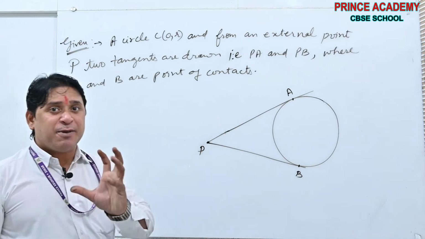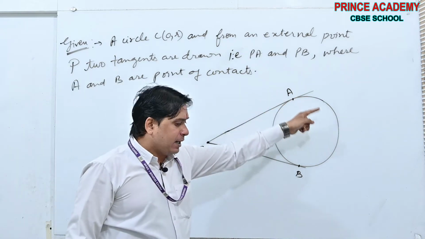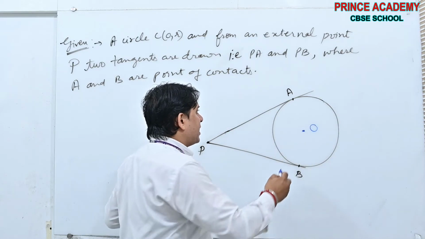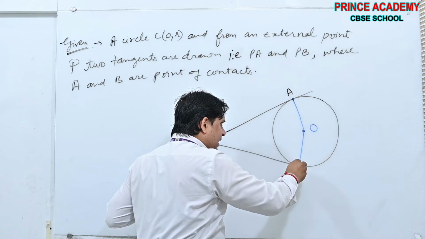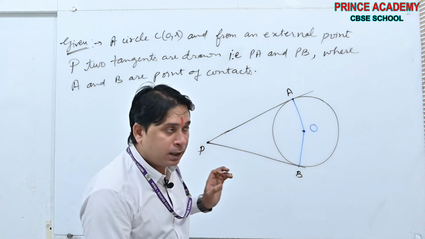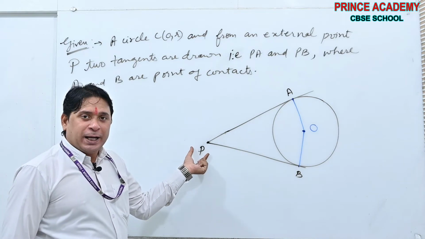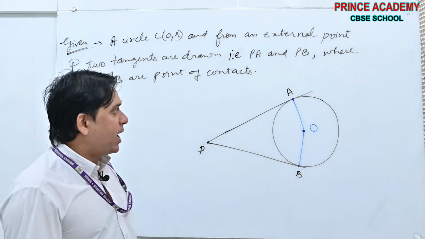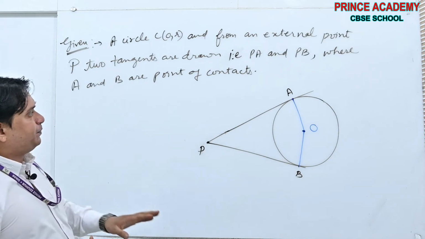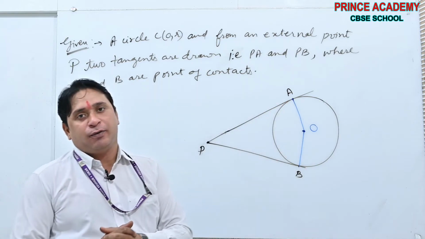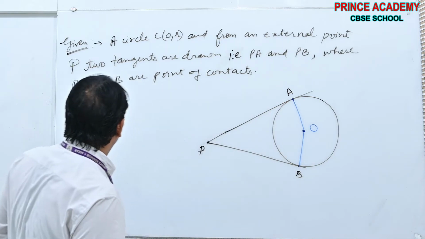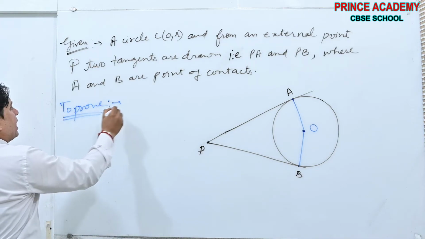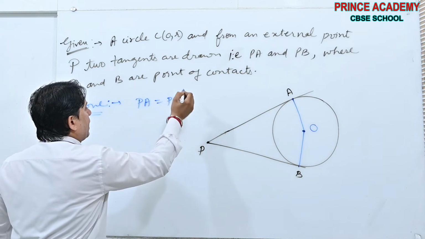See beta, once again I am explaining the given. A circle with center O, okay, here the radius is R. Then from an external point P, two tangents are drawn, PA and PB, where A and B are points of contact. Done, beta? Now see, to prove. What we have to prove? We have to prove PA is equal to PB.